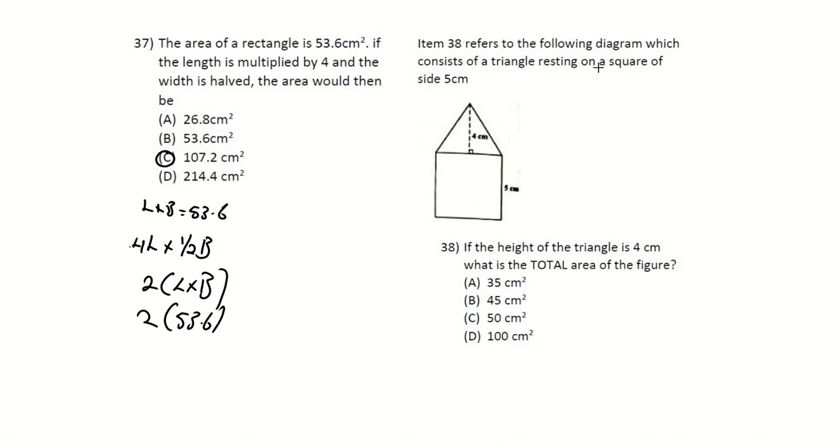Item 38 refers to the following diagram, which consists of a triangle. If the height is 4, what is the total area? So this is 25, 5 by 5 is 25. Then 4 times 5 over 2. 4 5s are 20, 20 over 2 is equal to 10. So that's 10 plus 25 is 35. So the answer is A.